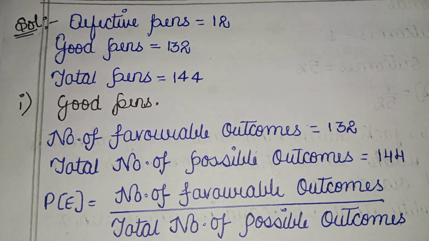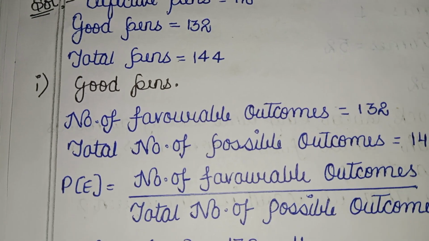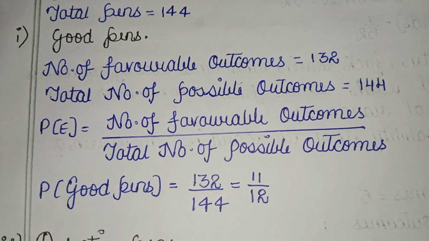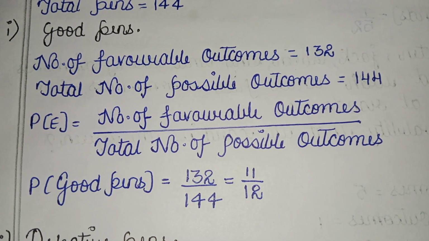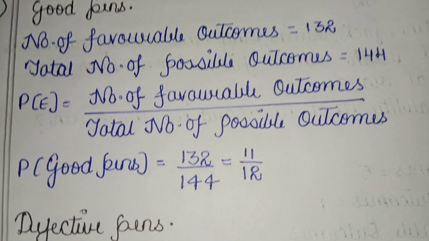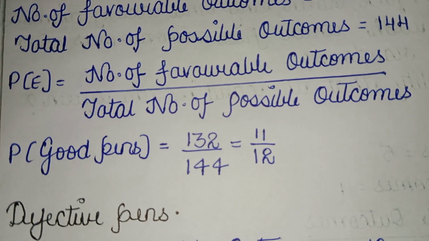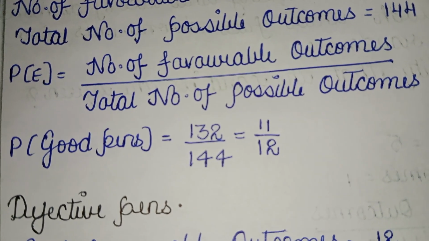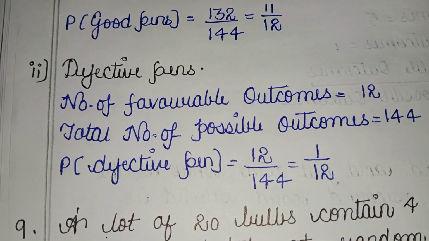Solution. Defective pens is equal to 12. Good pens is equal to 132. Total pens is equal to 144. Now, first question, good pens. Favorable outcomes is equal to 132 because good ones are 132. Total outcomes is equal to 12 plus 132, 144. Probability of good pens is equal to 132 by 144. 12 twelves are 144, 12 elevens are 132. So 11 by 12, good pens.